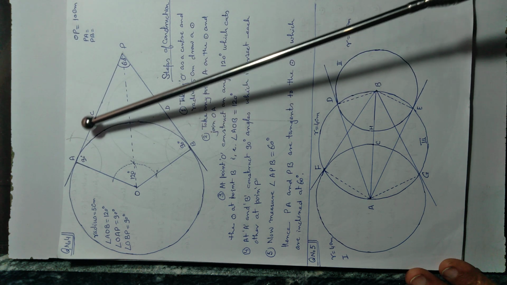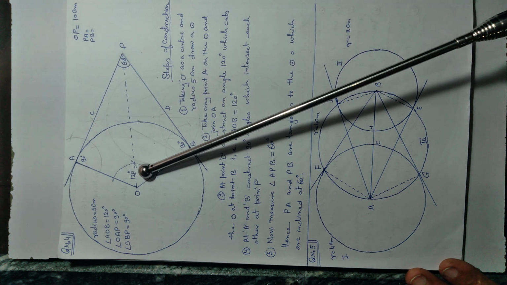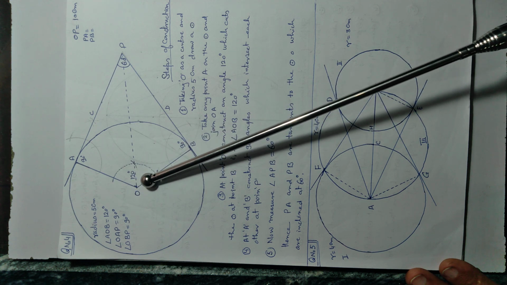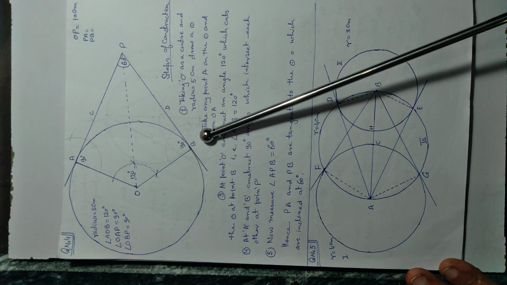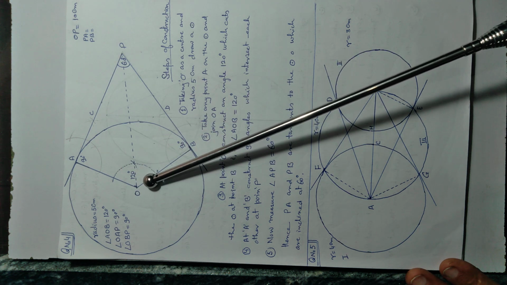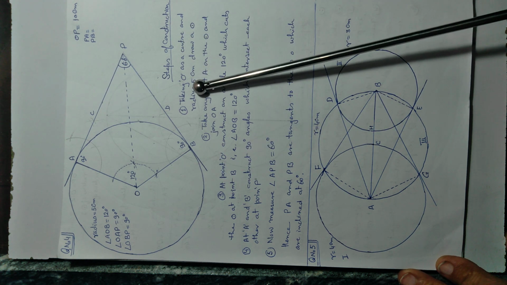So APB will be 60 degree because we have constructed first 120 degree at the point O. Means AOB is 120 degree. We have to construct first of all. So steps of construction here.